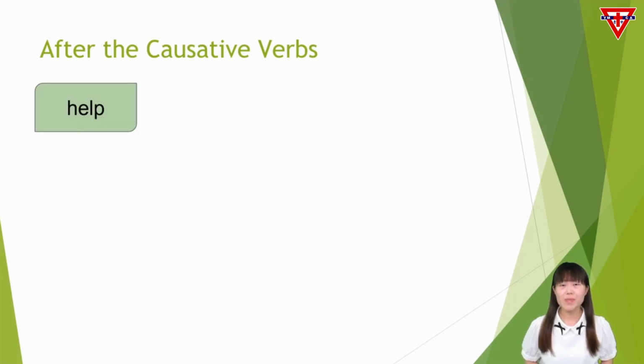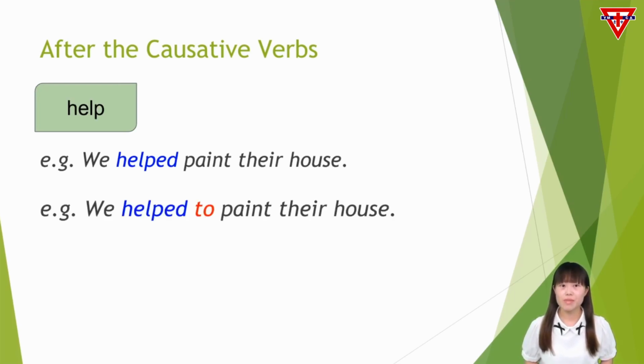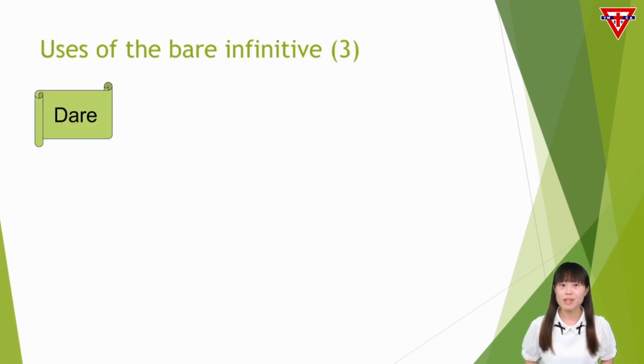Help can be followed by the infinitive with or without to. For example, we helped paint their house. This is the infinitive without to. Or, we helped to paint their house. Both sentences are correct.